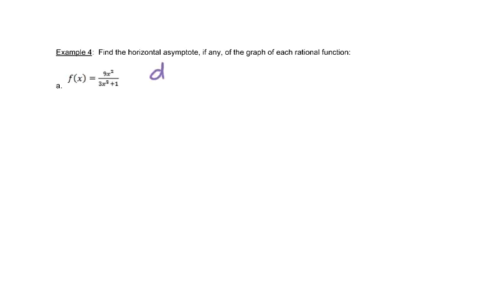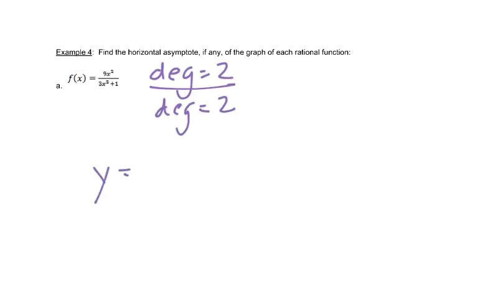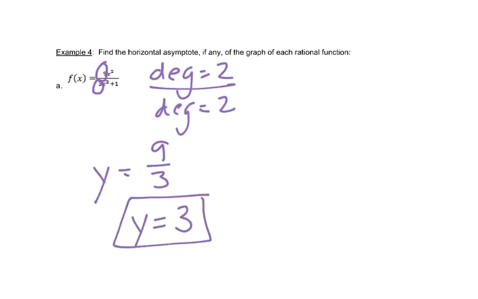So let's look at this one. The degree on the top is 2, and the degree on the bottom is 2. Because they're the same, we use the leading coefficients. We say y is equal to 9 over 3, and the 9 over 3 can reduce, and so we're left with y equals 3.